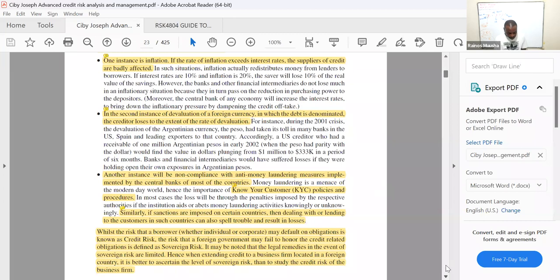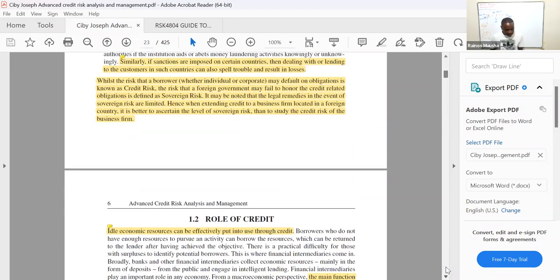Moving on. So here they say, the risk that a borrower may default on obligations is known as credit risk. The risk that a foreign government may fail to honor credit-related obligations is defined as sovereign risk. So it may be noted that the legal remedies in the event of sovereign risk are limited. Hence, when extending credit to a business firm located in a foreign country, it is better to ascertain the level of sovereign risk than to study the risk of the business firm, mainly because the level of sovereign risk is going to be very, very important. Even if the business risk procedures are sound, sovereign risk can basically supersede all that and end up increasing the cost of doing business for that particular organization, even if their internal systems are sound.